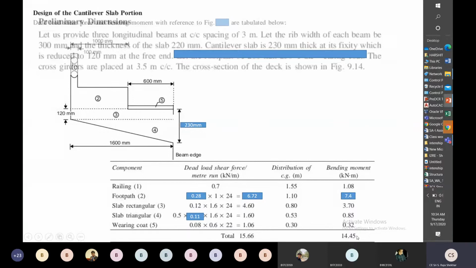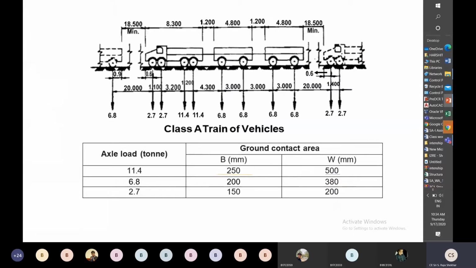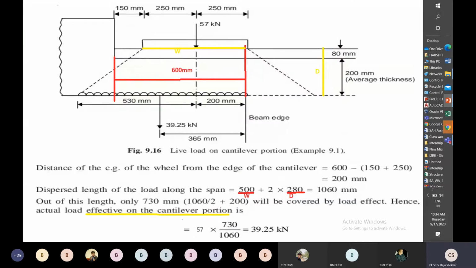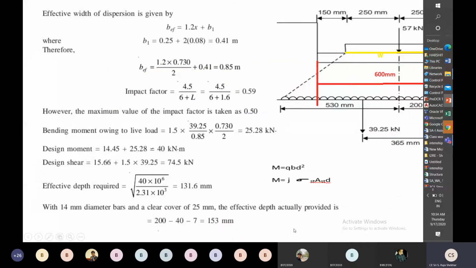After that, we placed the IRC Class A vehicle on this cantilever portion, and we calculated the live load bending moment and live load shear forces. After that, we calculated the design bending moment and design shear force.